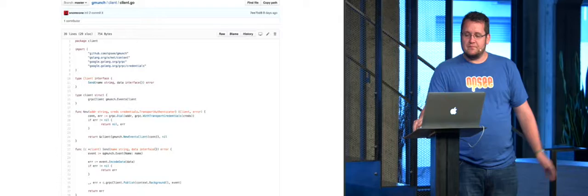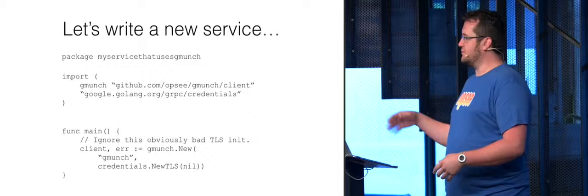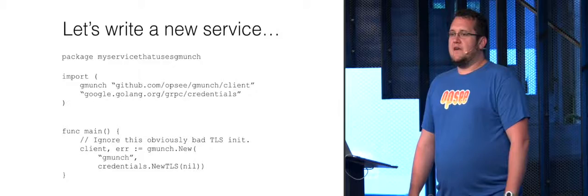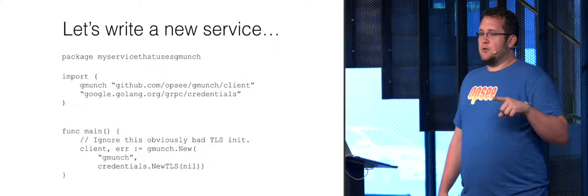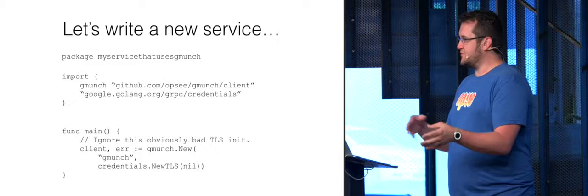So let's write a service that uses Gmunch, right? So we import our Gmunch client library that somebody has thankfully built for us. It handles, you know, circuit breakers, back off, all this stuff for us that we didn't have to do because we're a consumer. And then it imports the google.golang.org gRPC credentials. So credentials.NewTLS is a function that returns a transport authenticator in gRPC that adheres to this interface, using TLS to authenticate with client-based certificate authentication from the client service to the server, and does all this stuff for you.